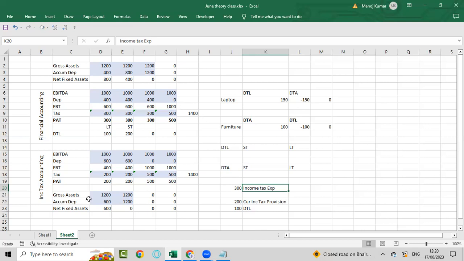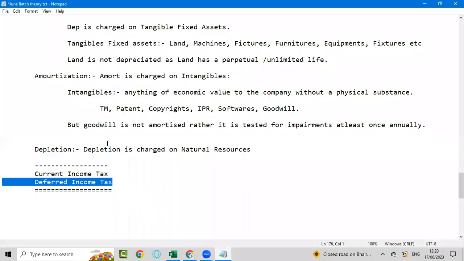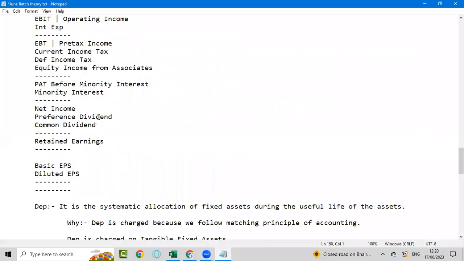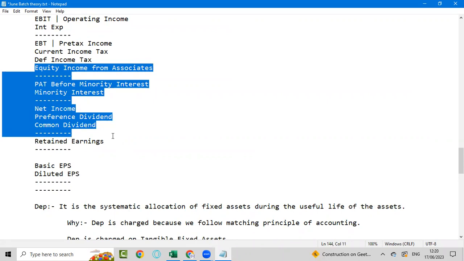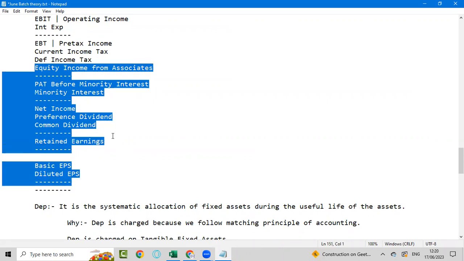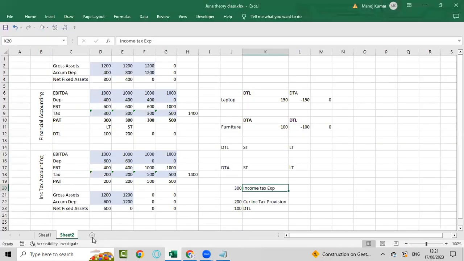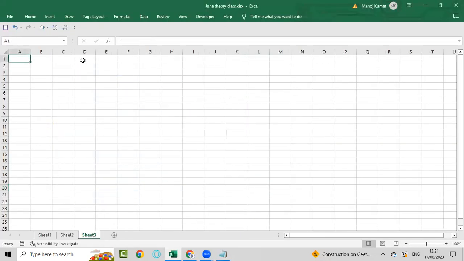Okay. Now, what is the next item? The next item is equity income from associate and minority interest. And after that, the next item is earning per share. 3 items are left from the income statement. For discussing equity income and minority, I'll again take you to the Excel file. And here we will understand this.